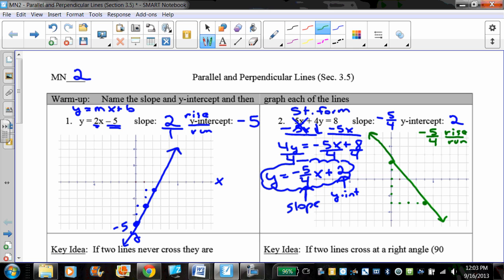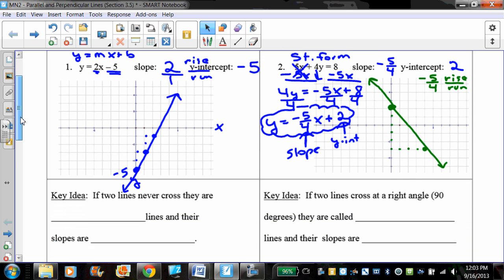Okay, so this is a y-intercept of 2. Notice it's supposed to hit here at 2. And then we went down 5 over 4, so we have a negative slope of -5/4. That is definitely a review from Algebra 1. Hopefully a good review for those of you who might be a little rusty with it.